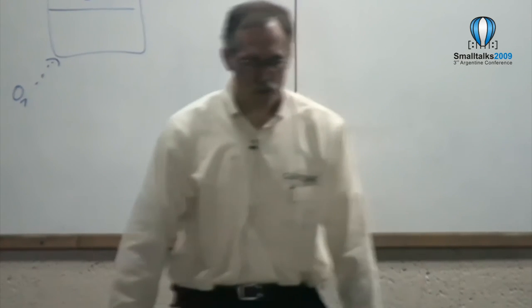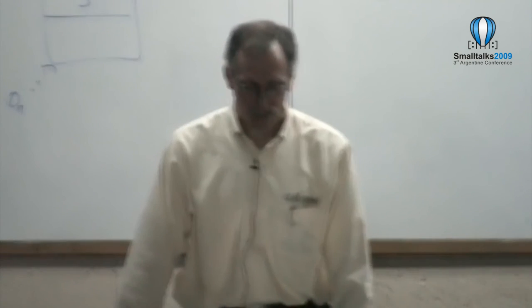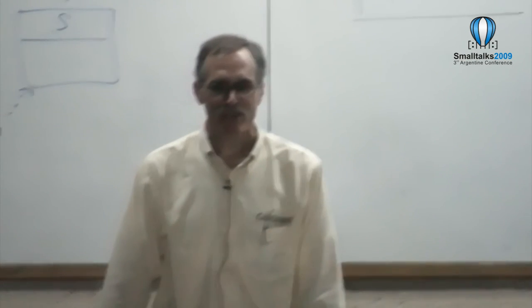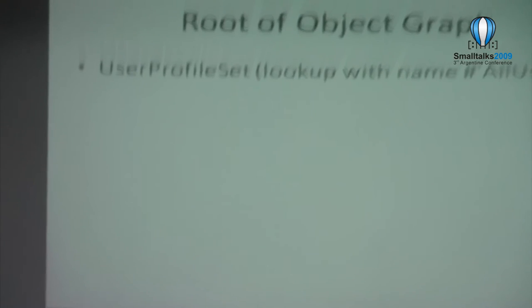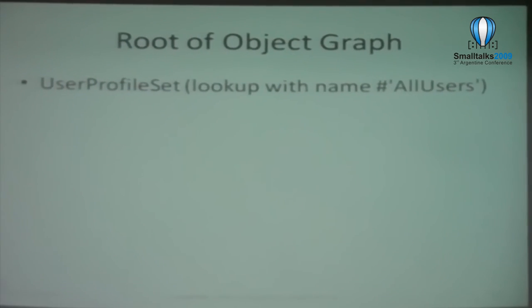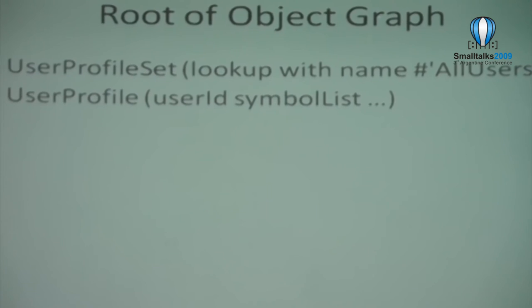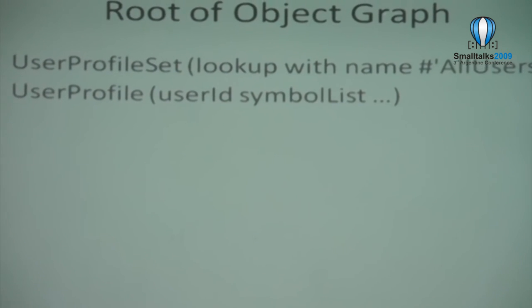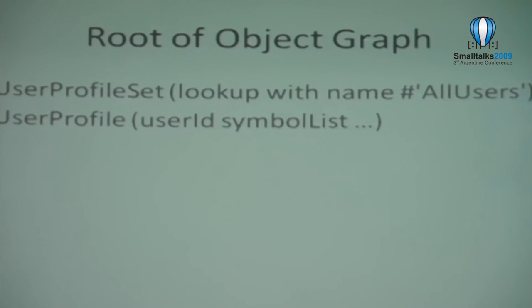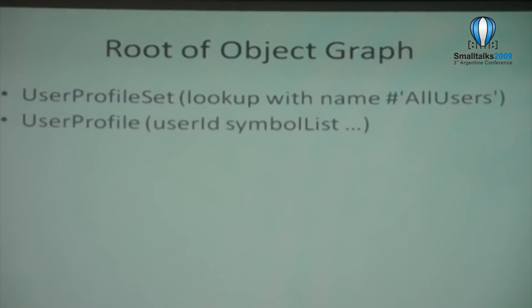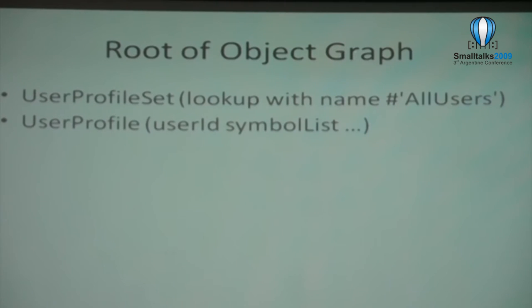In GemStone, the root of the object graph is a user profile set. So the users, the collection of users, forms the root of the object graph. Users are the basis for GemStone. Each user has a user profile, an instance of the class user profile, that identifies the user ID, the symbol list, which groups that user is part of, what their password is, when they last updated their password, and so on.